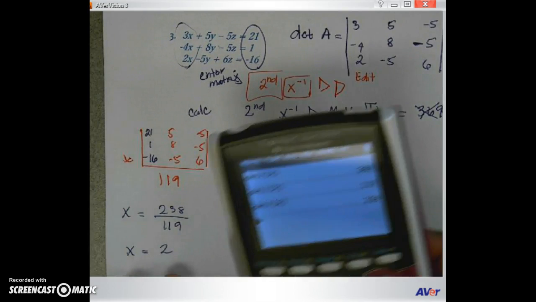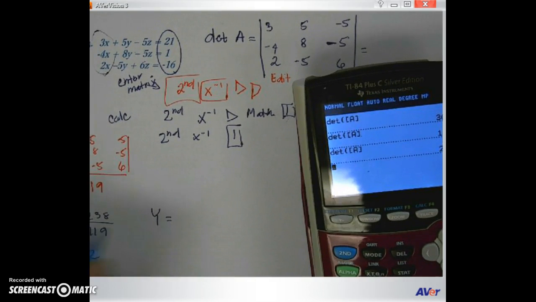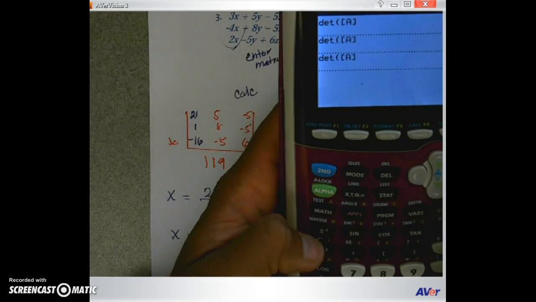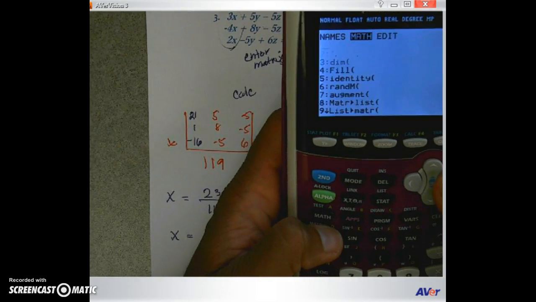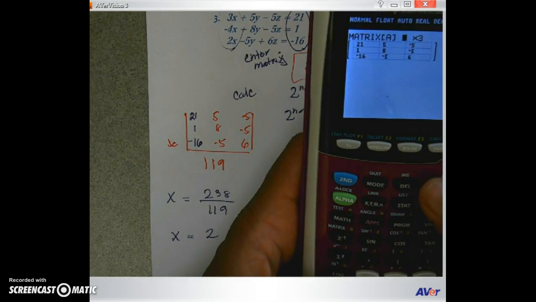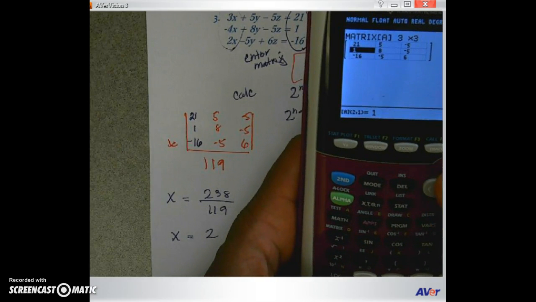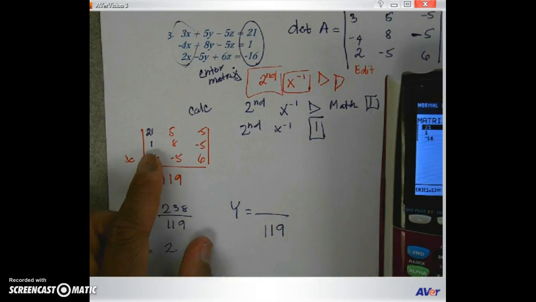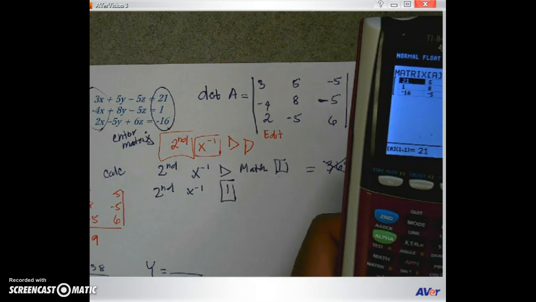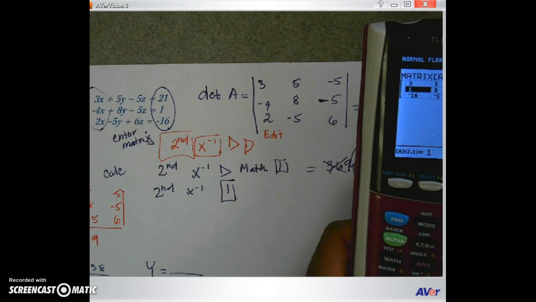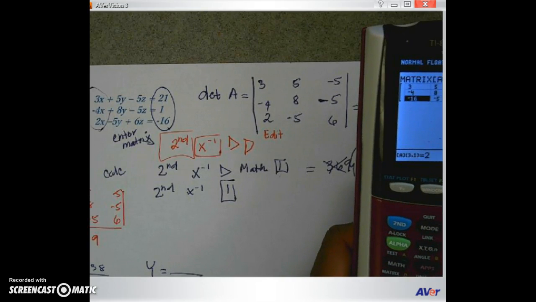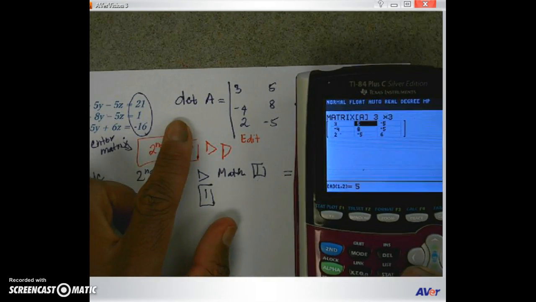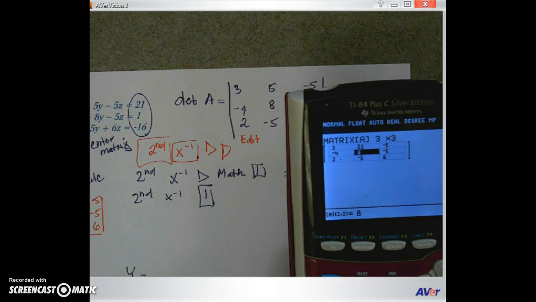Then you'll do the same thing for the y values. I know that the bottom is 119. The top, now when you're editing, say second x to the -1, you're going to edit again, the same matrix. Now this time though, I got to put that y value back. So these x values need to go back to the original ones. That's 3, -4, and 2. And then now I'm changing the y values to this 21, 1, 16.